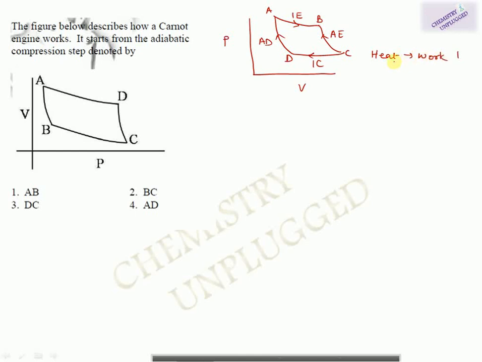Okay, and the efficiency of this cycle is denoted by eta, and it is equal to minus W upon QH. QH is the heat given by source. And it is equal to 1 minus TC upon TH. TC is the temperature of sink, divided by TH, temperature of source. So this is the equation for efficiency of Carnot cycle.